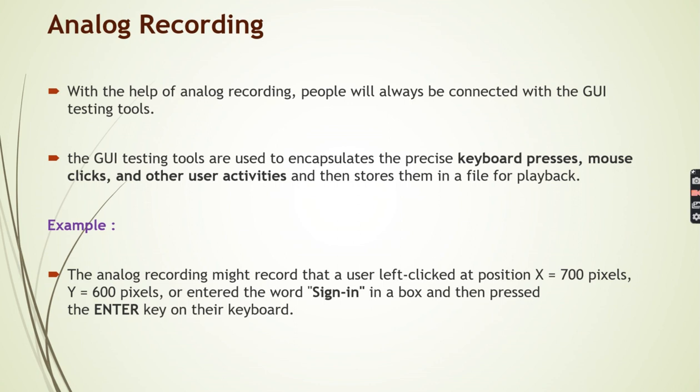Let's see one example to understand the basic function of analog recording. The analog recording might record that a user left clicks at the position of x equal to 700 pixels, y equal to 600 pixels, or enters the word sign in the box and then presses the enter key on their keyboard.